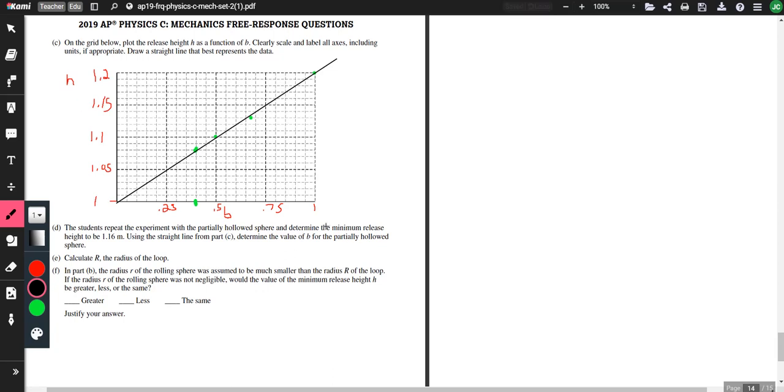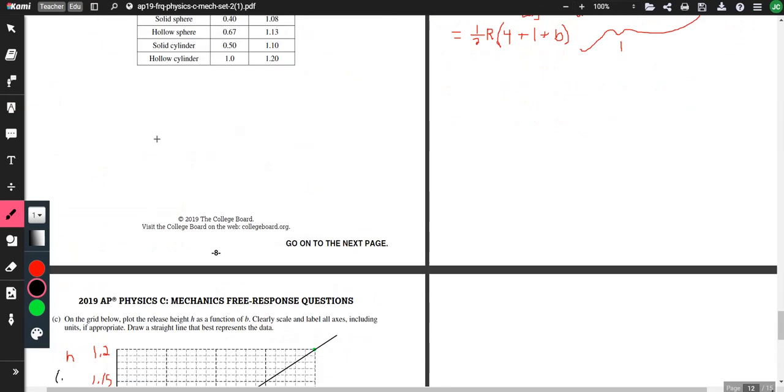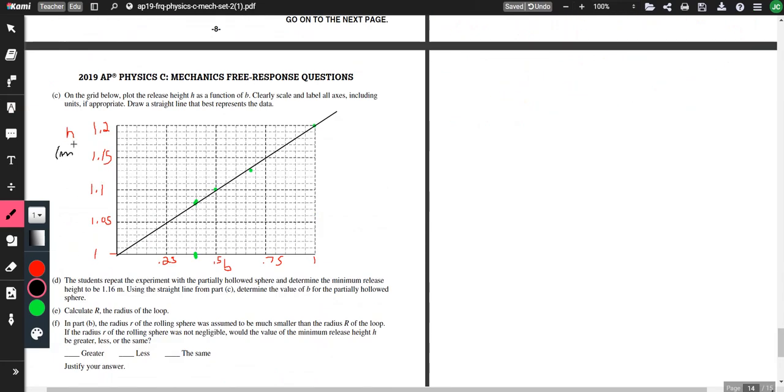So I actually didn't get the full point for this. I was completely not really focused. This should have been in meters. So I actually would have lost the point for not having the unit there. But you get 1 point for labeling your axes, H and B, in their proper spots and making sure that H has units. Besides that, you end up getting 1 point for the labeling, essentially, and making sure that you fill up the graph.